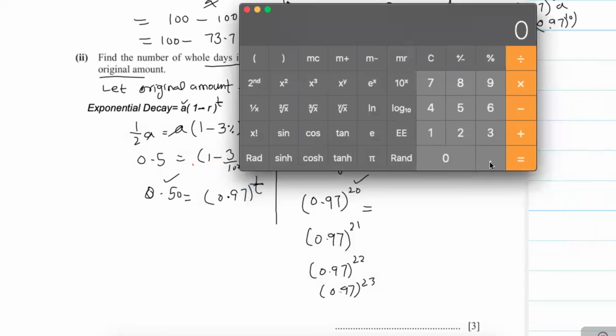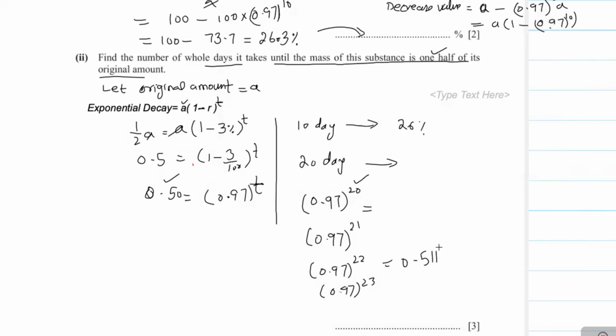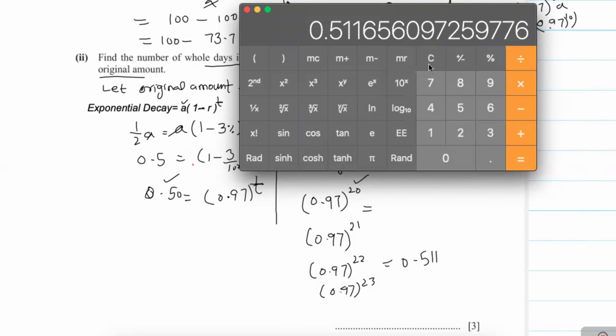Now we start the calculation. Here 0.97 to the power 20, and this value is equal to 0.54. Now we take the next value, 0.97 to the power 22. Now you see here the value is 0.511. Next we take the value 0.97 to the power 23, and this will be equal to 0.496.